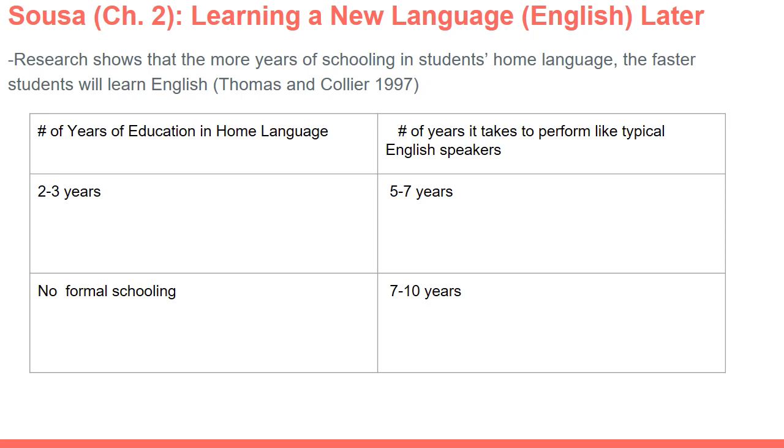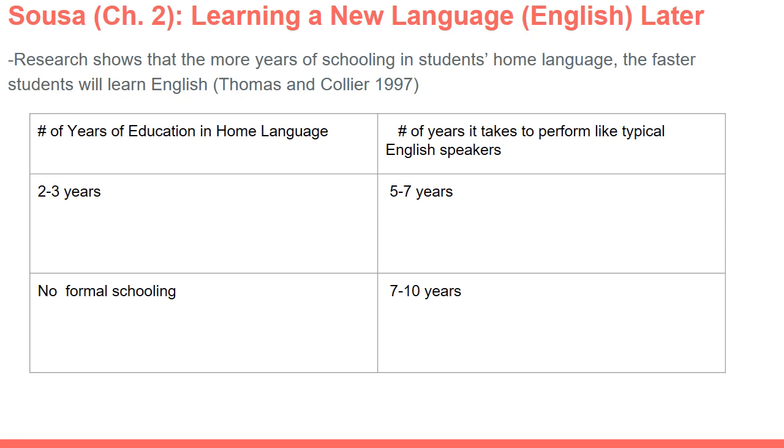But children who had no formal education in their first language, in their home language, their native language, it took them on average about 3 years more to learn English at the same level as a typical English speaker. It took them 7 to 10 years. So once again, this graph and this study by Thomas and Collier demonstrate that the more foundation students have in their first language, the faster they'll learn their second language.